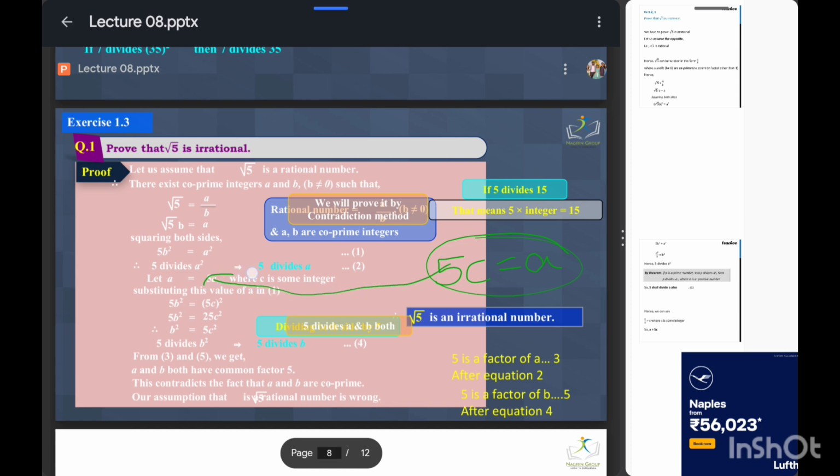Here c is some integer. We have to tell why we have taken c. c is also some integer. Substituting the value of a in equation 1, what is the value of a now? It is 5c. We are having a equals 5c. Applying this in equation 1, we get 5b square equals 5c whole square.